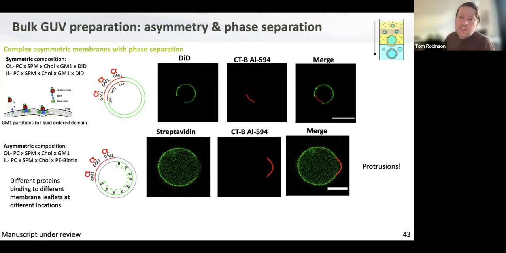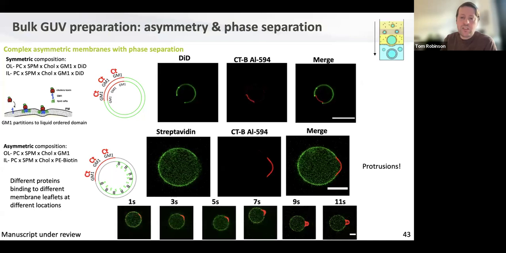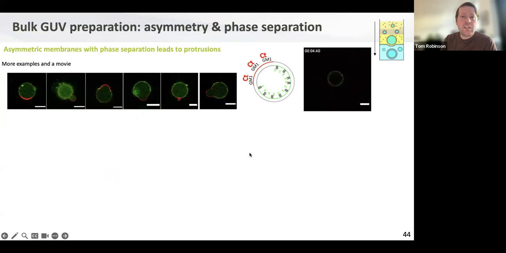One of the things that we noticed when we did this, we weren't expecting it, is that we started to see these protrusions occurring, which you can see here. And here are snapshots after we added the cholera toxin B, showing the development of these protrusions. And this wasn't just a one-off. We saw this quite consistently.